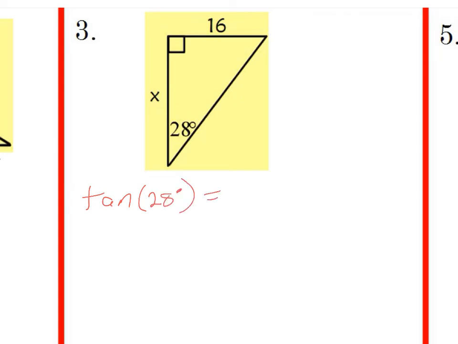equals, and here's where things change a little bit. I'm going to show you. So I still set it up opposite over adjacent. So I've got 16 over x. And if you notice, this is different from my other examples, the x is on the bottom now.